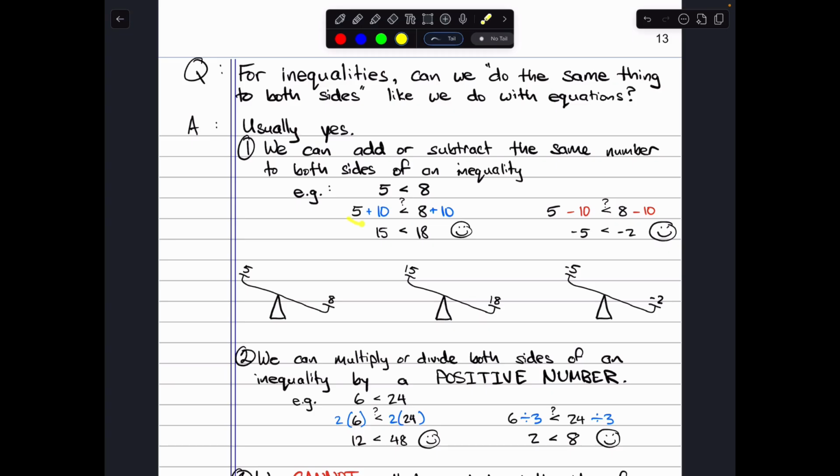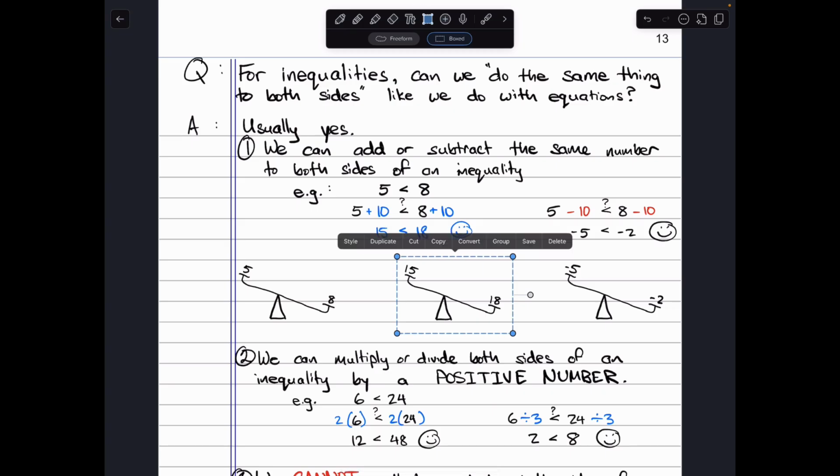Well, 5 plus 10 is 15. 8 plus 10 is 18. And hopefully you agree with me that 15 is definitely less than 18, right? Let's change the color on that real quick. And I drew my picture here.